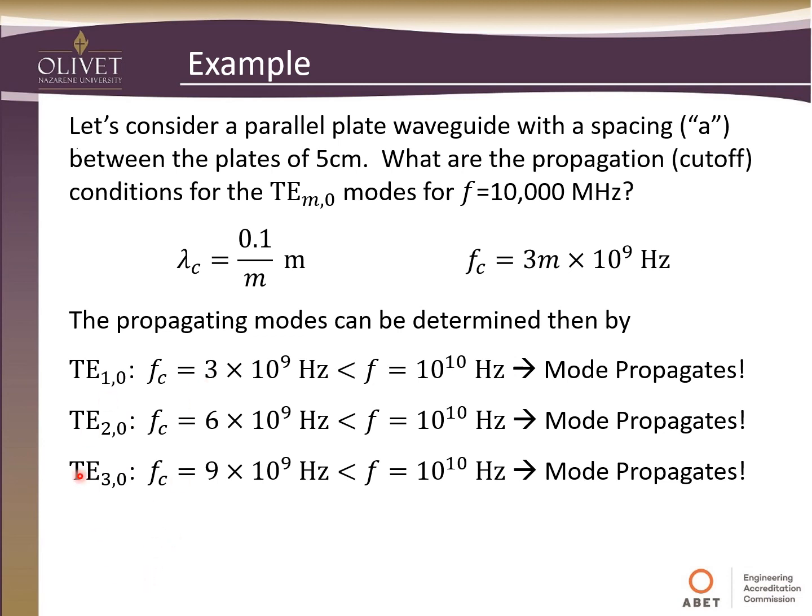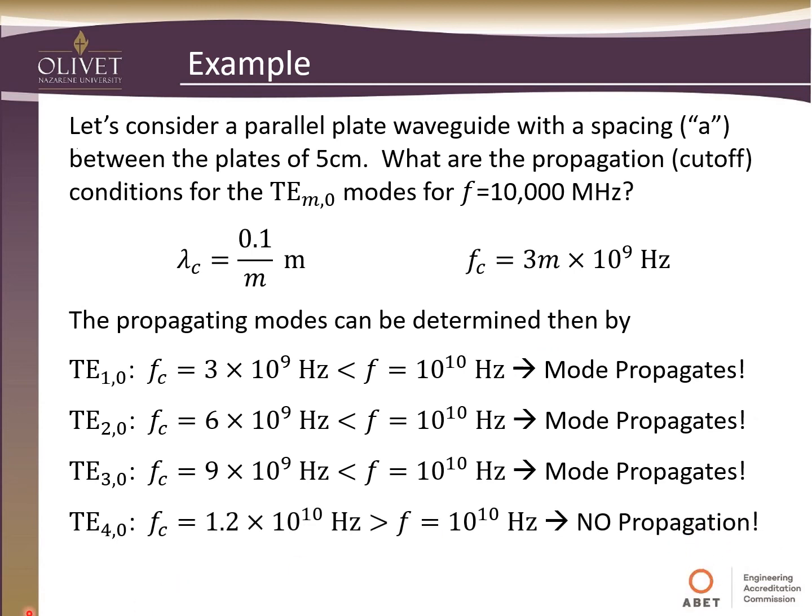So that's 3 different half wavelengths. This will be 1 half wavelength between the plates, this will be 2 half wavelengths between the plates, and this will be 3 half wavelengths between the plates. So all 3 are propagating. What about the 4? Well, if we put a 4 in here, that's 1.2 times 10 to the 10 hertz. That's greater than the operating frequency, so this mode will not propagate under these conditions.